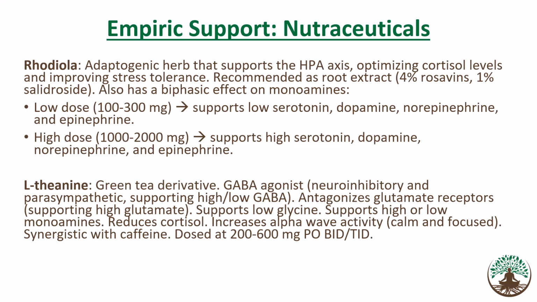This is a green tea derivative and GABA agonist with neuroinhibitory and parasympathetic effects, bringing balance to GABA concentrations. It also brings balance to monoamines, whether high or low. It also antagonizes glutamate receptors, reducing glutamate levels. L-theanine increases glycine, reduces cortisol, and increases alpha wave activity in the brain, which is associated with a calm and focused presentation.